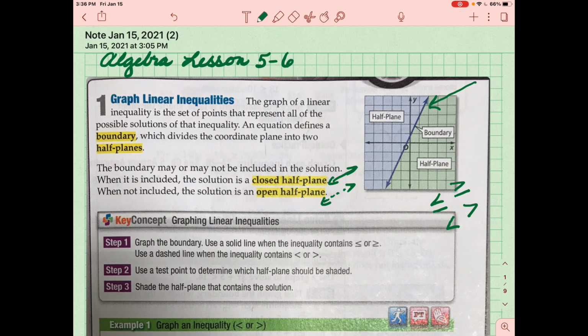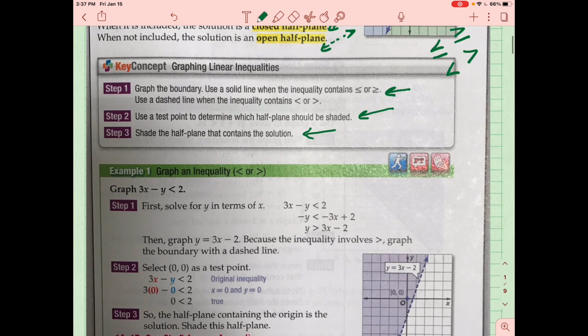So we are going to be graphing a boundary. We are going to be using a test point to see which side of the boundary we're going to color in, and then we're going to be doing the coloring. So let's look at an example.